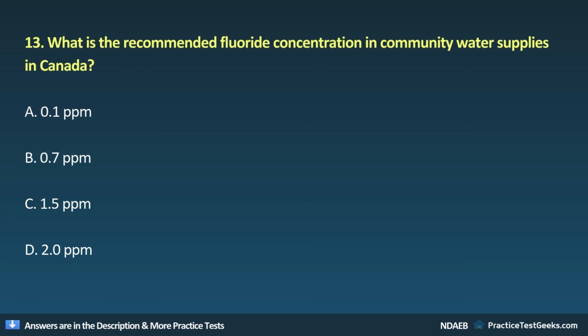13. What is the recommended fluoride concentration in community water supplies in Canada? A. 1 ppm. B. 0.7 ppm. C. 5 ppm. D. 2.0 ppm.